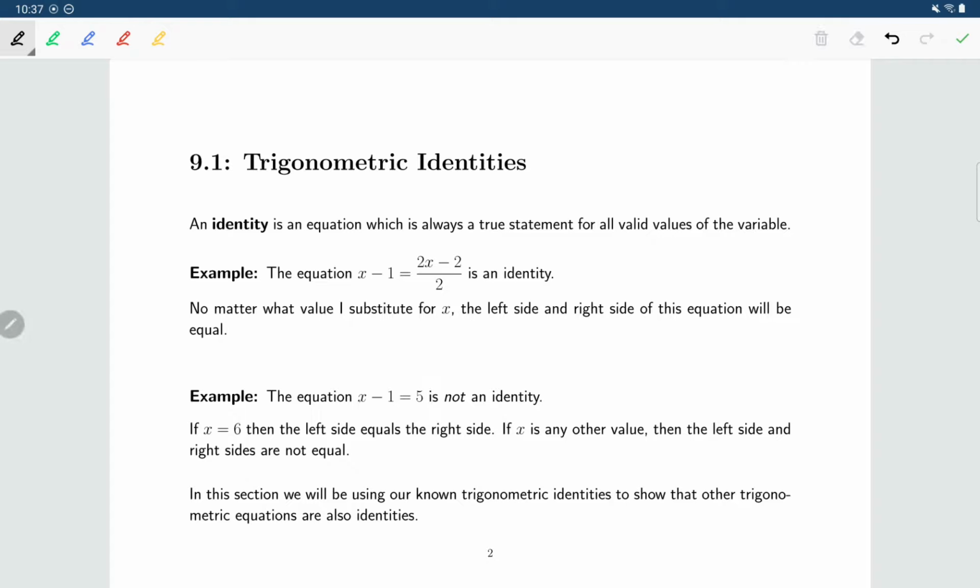What we're going to be looking at in this section is old identities that we've already established and using those to establish new identities.